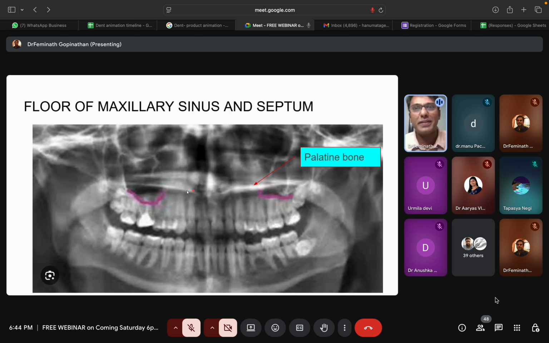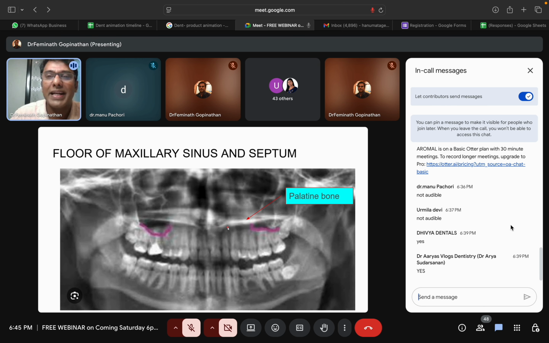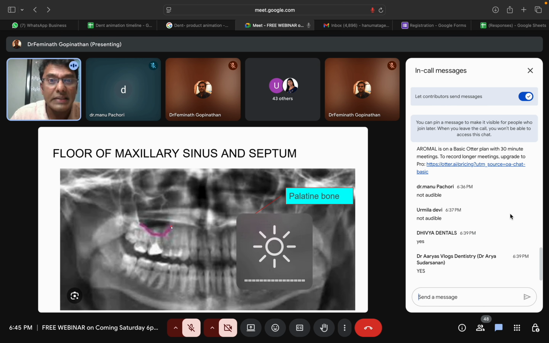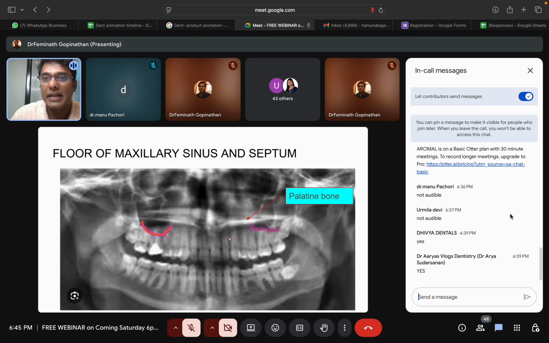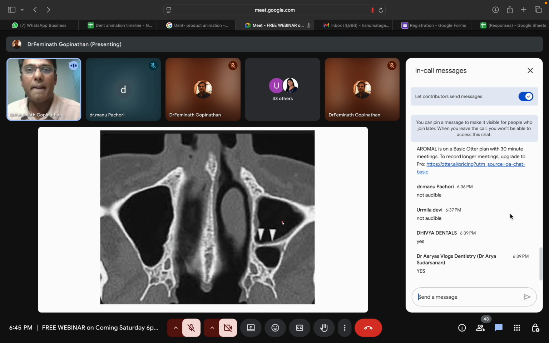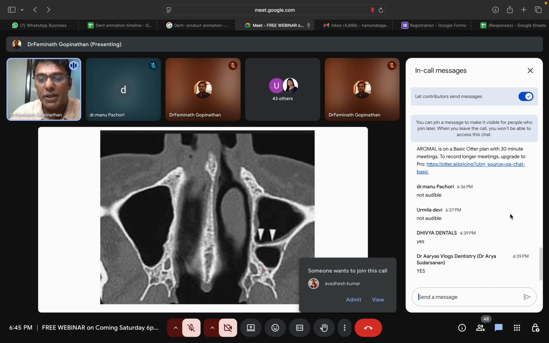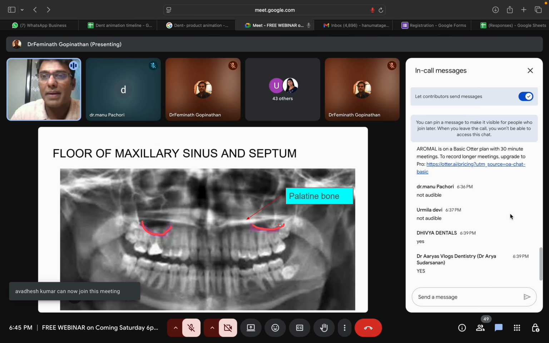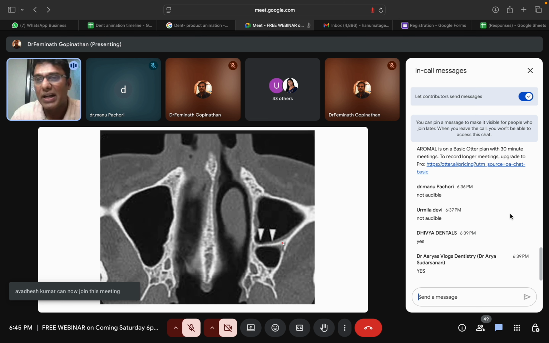Now, floor of the sinus and maxillary septum. You should know. Do you know what this line is? Anyone to say what this line is? This white line is a palatal bone. This is the floor of the maxillary sinus. Not a very good bone for anchoring, but still, at times it helps. But this septal bone, which you see, is a really good bone compared to this floor of the maxillary sinus. This is a better bone. You can see the opacity of it.